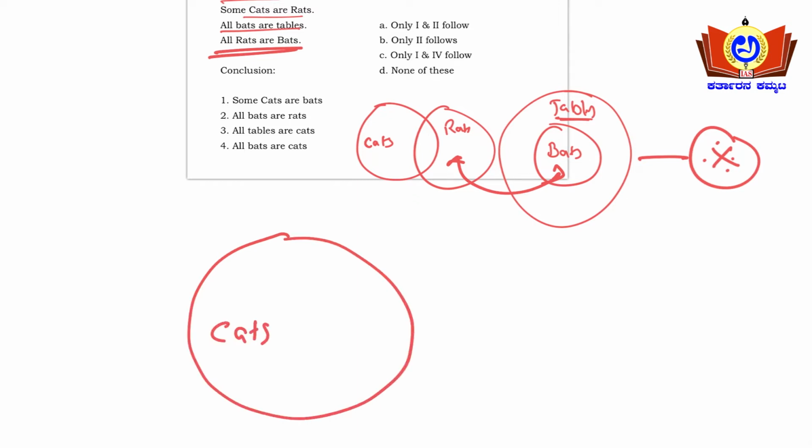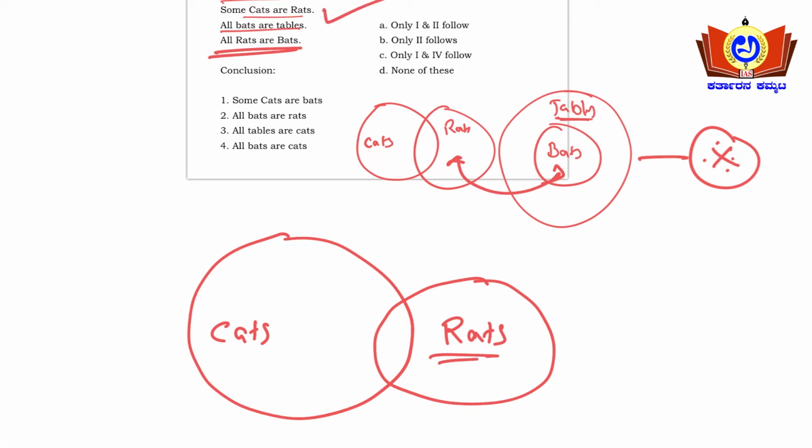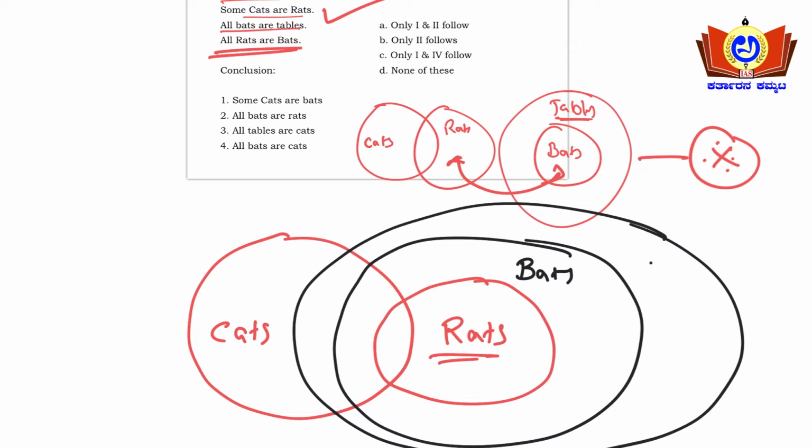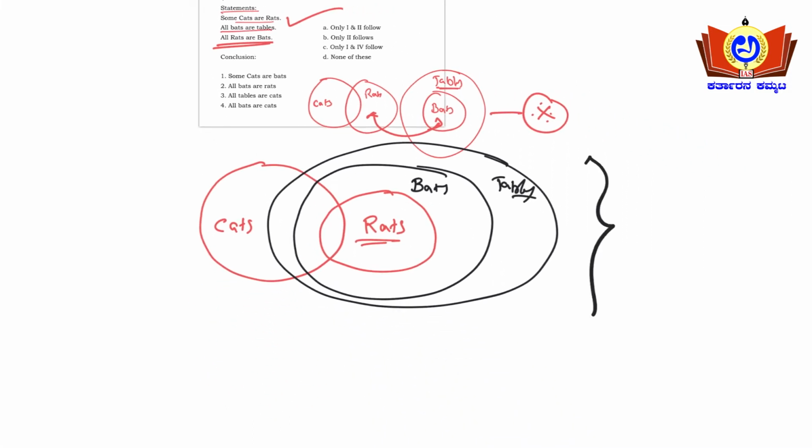According to statement 1, some cats are rats, so rats I'll be keeping here. So the first statement holds good according to this diagram, yes or no? The second statement I'll be writing here, all bats are tables. So here I will encircle. This will be bats and this will be tables, my dear friends. Yes or no? When you look upon this diagram, all the bats are tables. This holds good here.